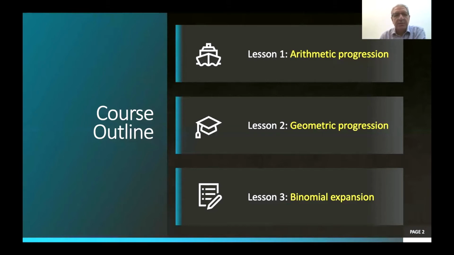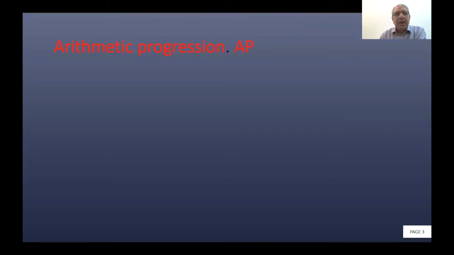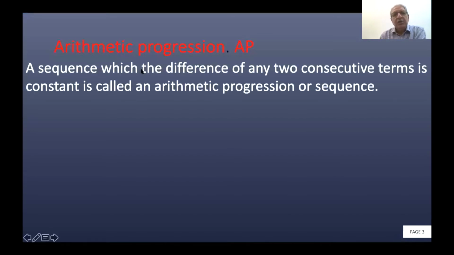Let's see what is arithmetic progression. Arithmetic progression, we denote by AP. A sequence in which the difference of any two consecutive terms is constant is called an arithmetic progression or arithmetic sequence. So let us see what I mean by this.